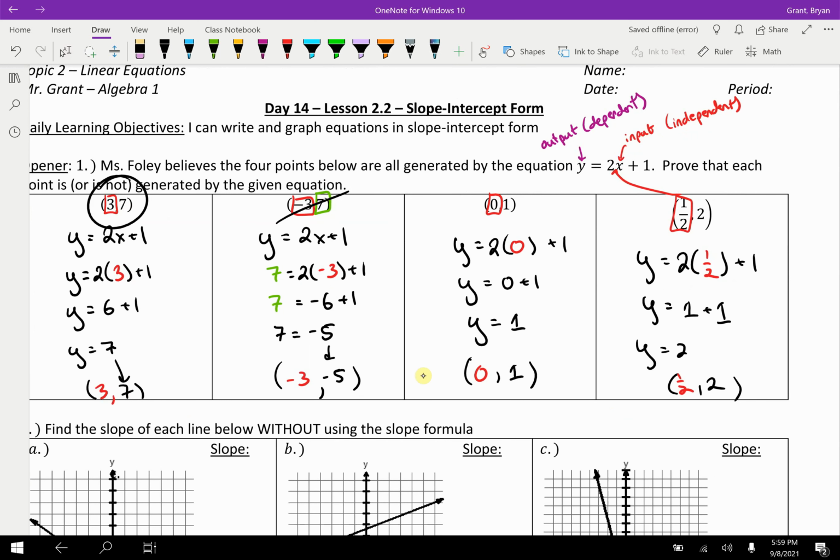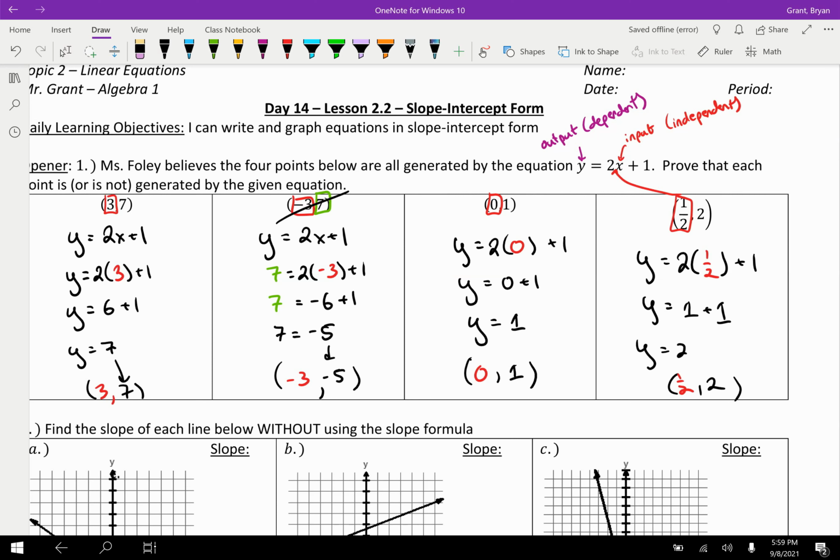Well, it turns out that every equation we study this semester, including this equation up here with an input and output, is going to create a linear graph, which means if I were to graph this equation, it would show me a line. Why does it show me a line though?